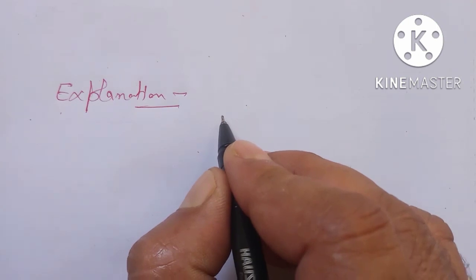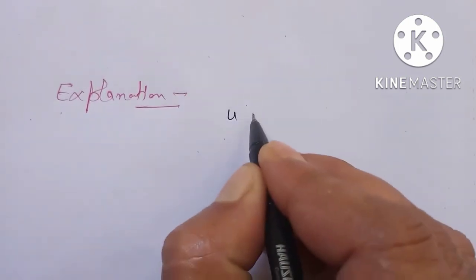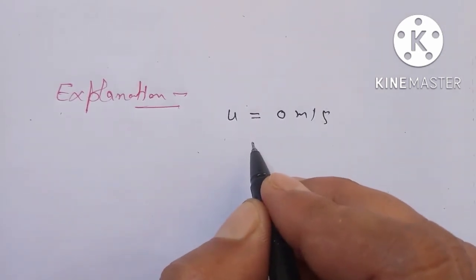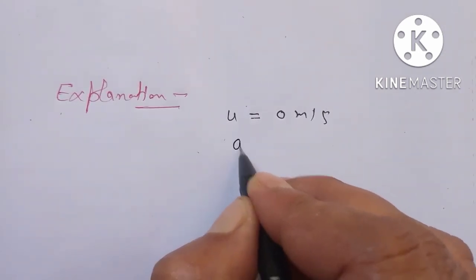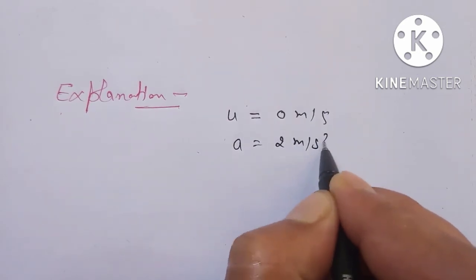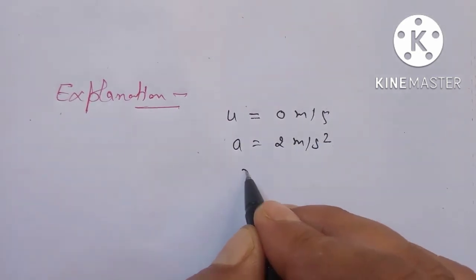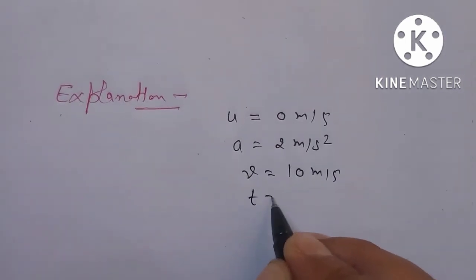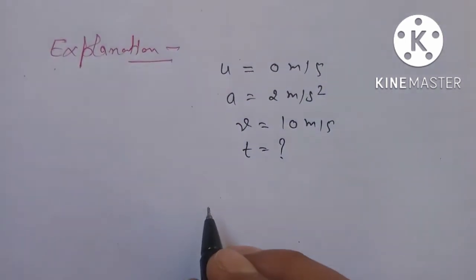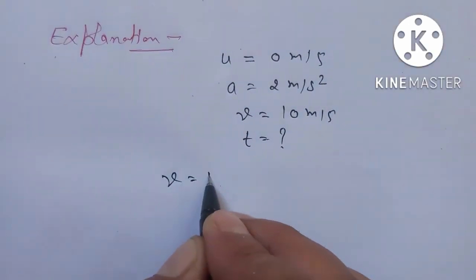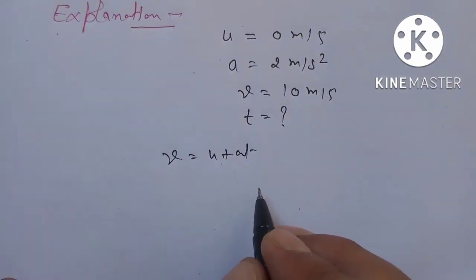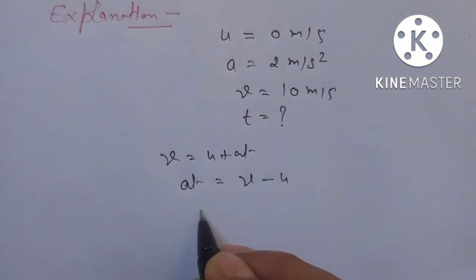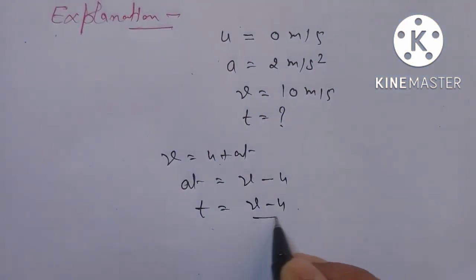Explanation. As the body starts from rest, it means its initial velocity, that is u, is equal to 0 meter per second, and it travels with an acceleration of 2 meter per second square. Final velocity after time t is given, v is equal to 10 meter per second. Here we are going to calculate the time. So we use the relation v is equal to u plus at. Rearranging this, at is equal to v minus u. So t is equal to v minus u over a.